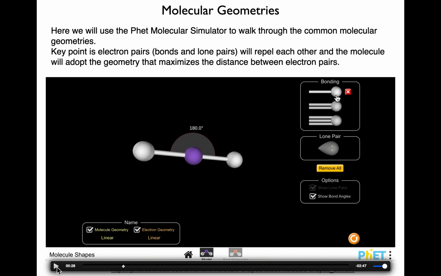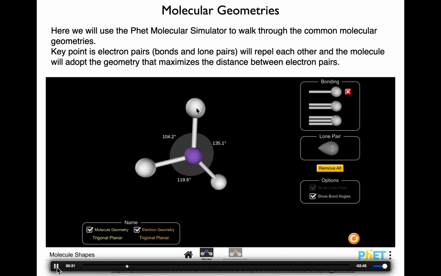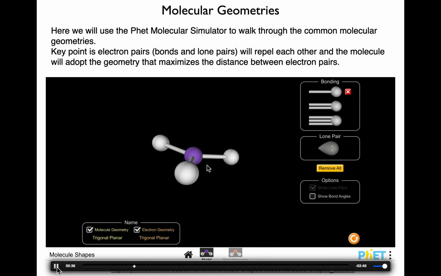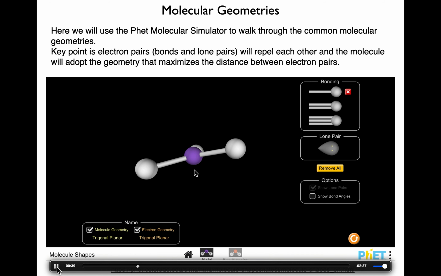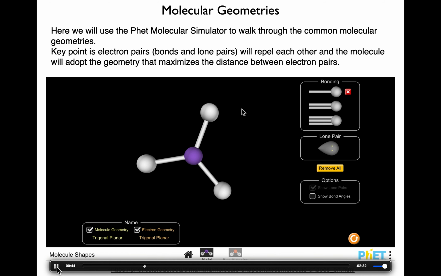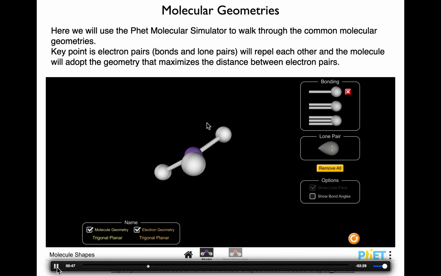So what I'm going to do now is add a third covalent bond to that central atom and watch what happens to our geometry. So here we go. We add it and we can move it all around. The geometry that maximizes the distance between these now 3 electron groups is where they all go out in opposite directions, 120 degrees apart from each other. Down at the bottom, the name of this geometry is trigonal planar, right? Because it forms a triangle and all of the atoms are in a plane.